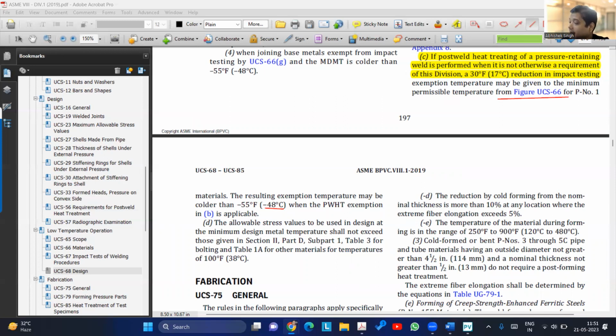Yeah, it can be a case where we can go below minus 48. That's what we are saying.